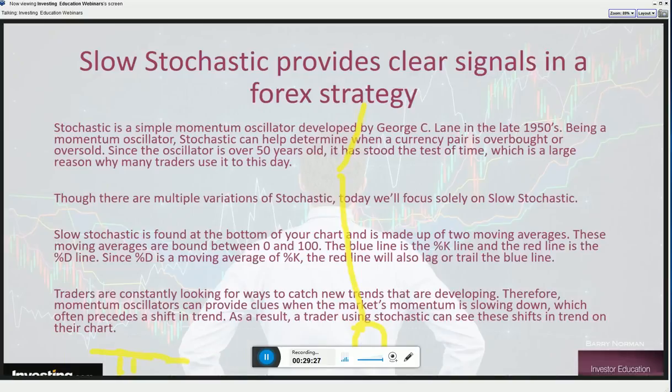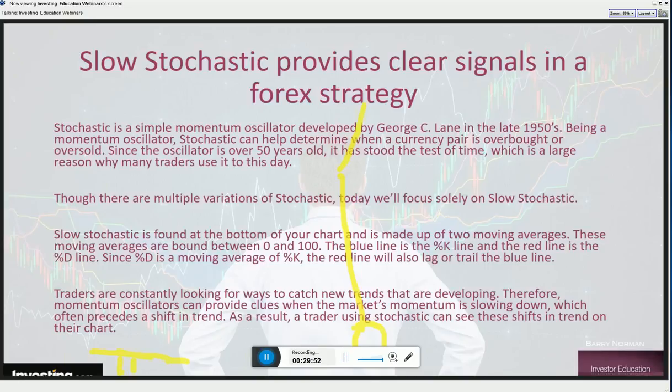Stochastics is a simple momentum oscillator developed by George Lane in the 1950s. So it's been around, what, 65, 67 years. Being a momentum oscillator, stochastics can help determine when a currency pair is overbought and oversold. Since the oscillator is over 50 years old, it has stood the test of time, which is a large reason why many traders use it today.